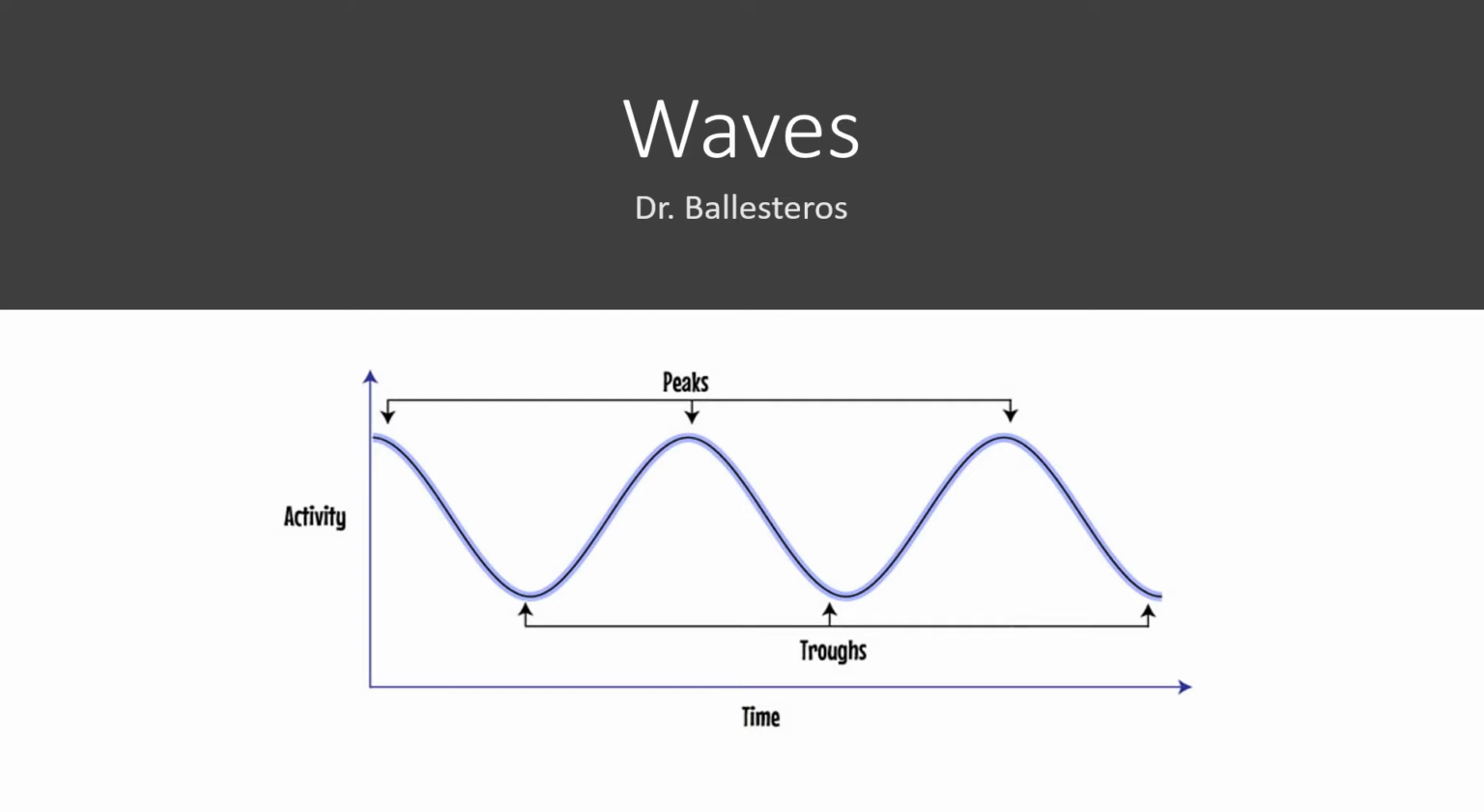So waves, so peaks, troughs, all type of stuff. So the tops are the peaks, the bottoms are the troughs, and the distance between two consecutive peaks or two consecutive troughs is a wavelength.